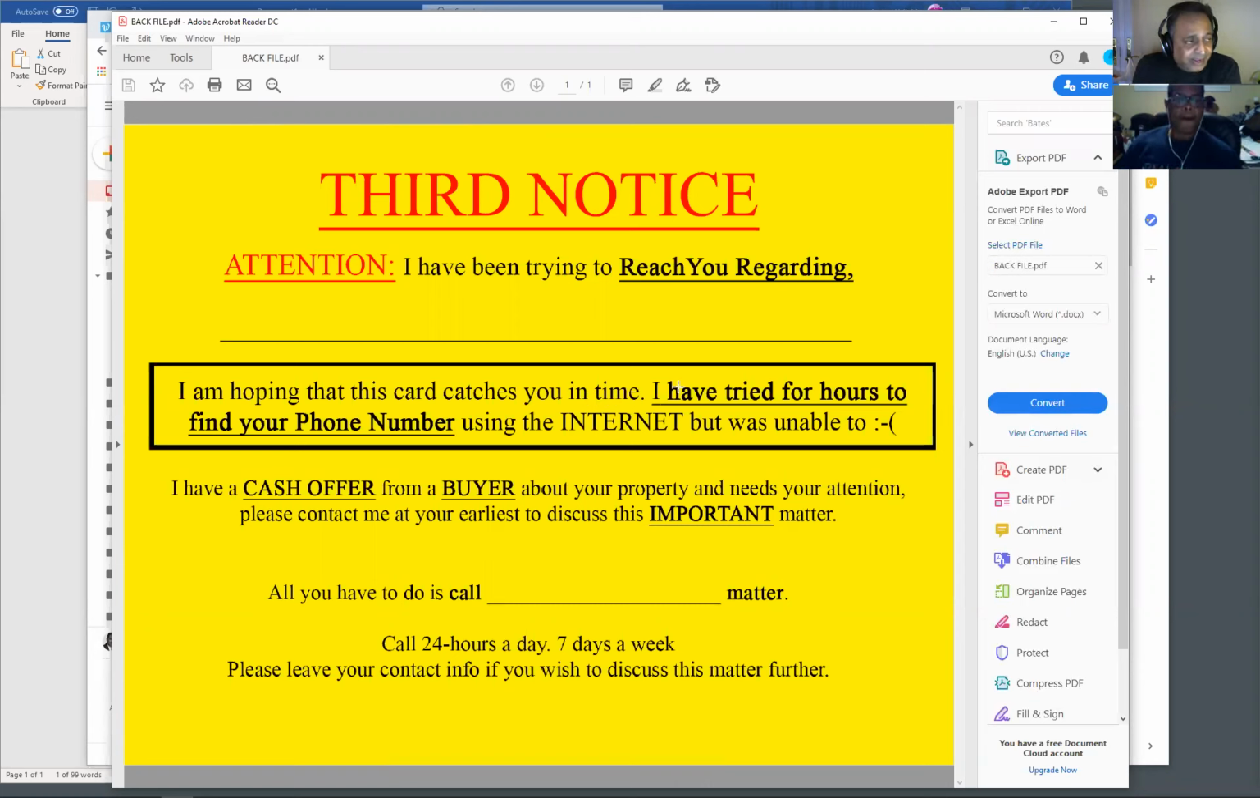Okay. When you call them up, all you need to do is say, look at this part: I have a cash offer from a buyer about your property. Or you can even change this and say, I have a buyer interested in your property. Are you interested in selling? It's as simple as that. That's all you need to say.